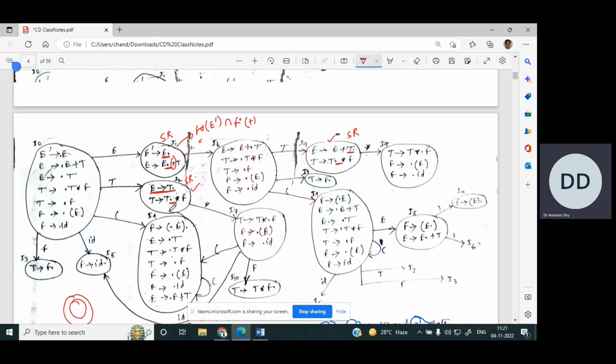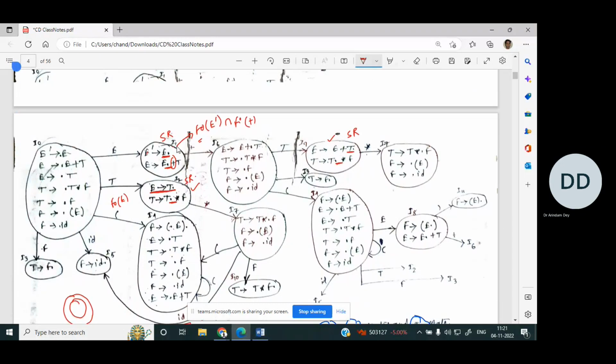Follow of E. Here you check that we have to perform the follow of E dash intersection first of plus operator. For this I2 we have to perform the follow of E, because this is reduced, and for this one this is shifting, intersection the first of star operator. For I9 we have to perform the follow of E, because E is reduced, intersection. Here the star is moving, so first of star. So these are the three cases we have found.